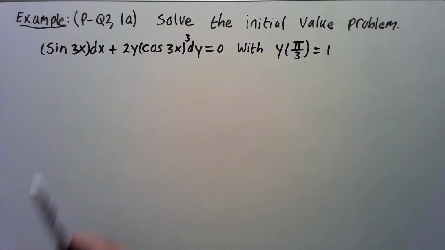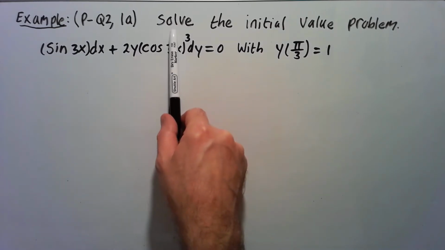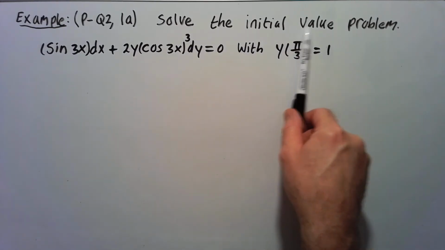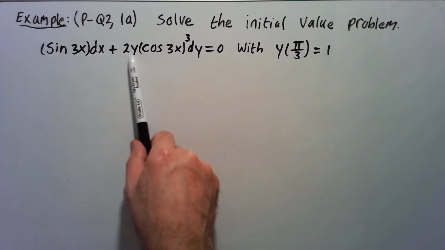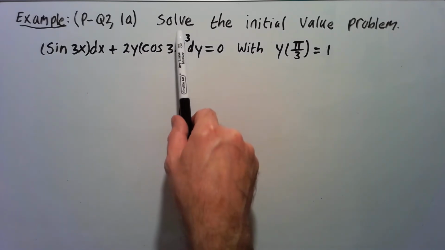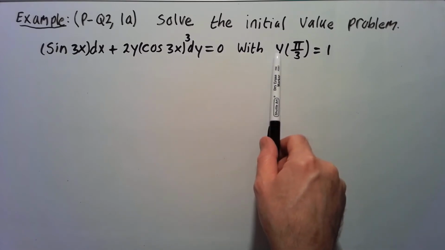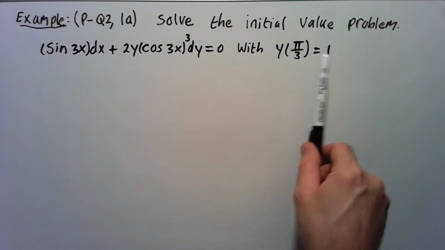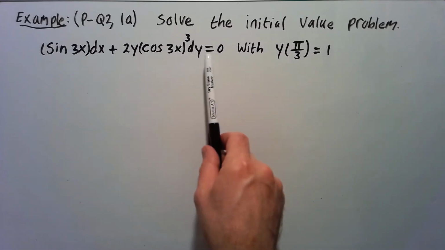Okay, so let's look at an example. This is practice quiz 2, number 1A. Solve the initial value problem. So we're given sine 3x dx plus 2y cosine cubed 3x dy equals 0, with y of pi over 3 being 1. Okay, so we're going to show that this is a separable differential equation.